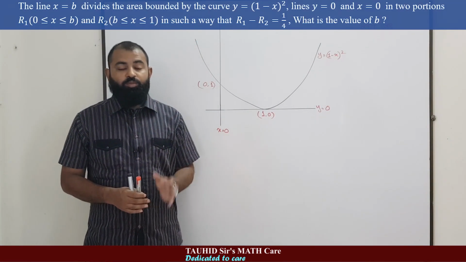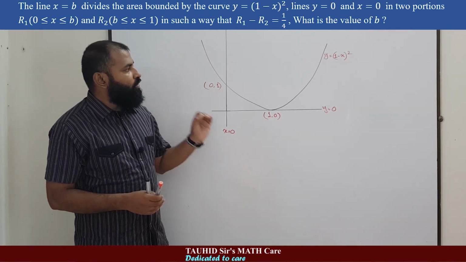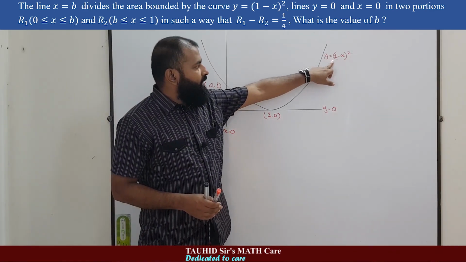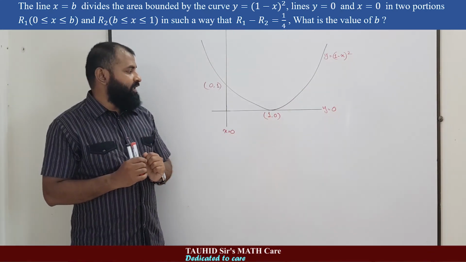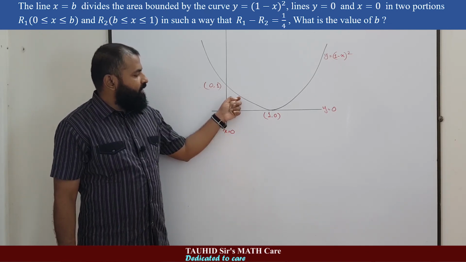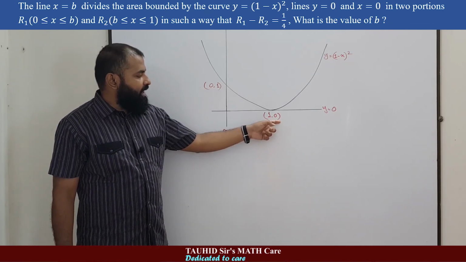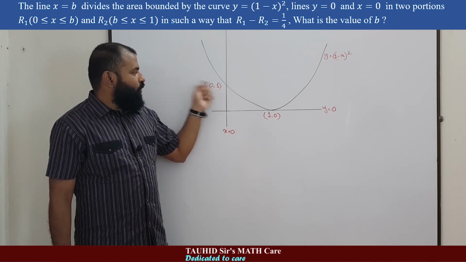While solving this problem, the first thing you need to do is draw the graph of the curve y equal to (1 minus x) whole square. What can we see from this graph? We can see that the curve here touches the x-axis at (1, 0) and intersects the y-axis at (0, 1).